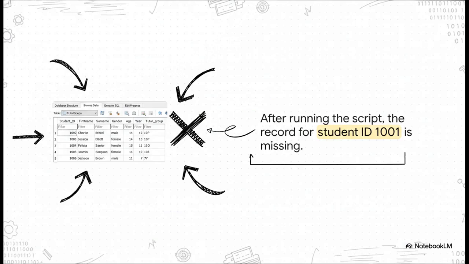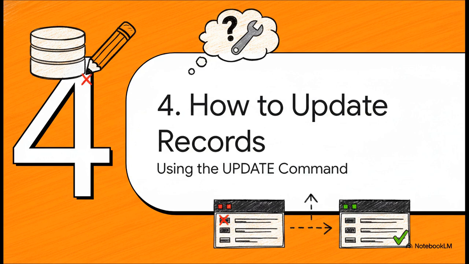Here's a look at our database table after we ran that script. You can scan right down the list and yup, student 1001 has completely vanished. Success! That record has been permanently deleted. But what if you don't want to delete the entire record? What if you just need to fix a typo or update some details? Well, that brings us to our next core skill, updating records.